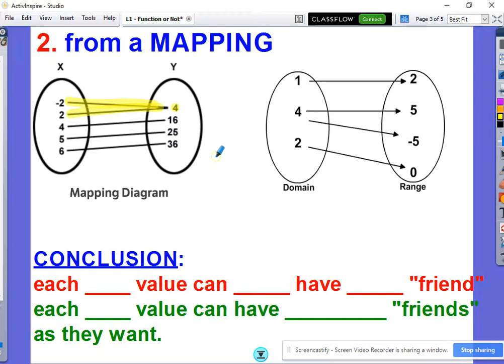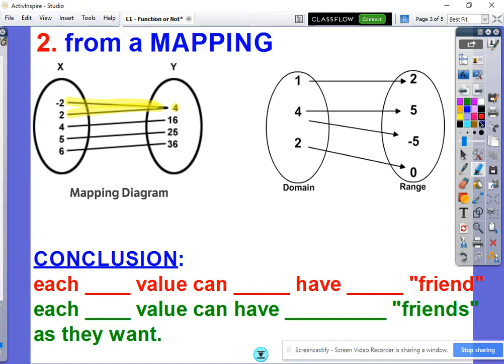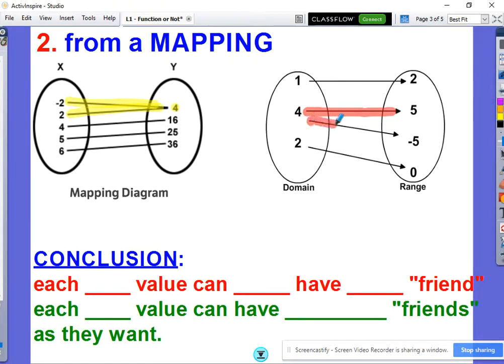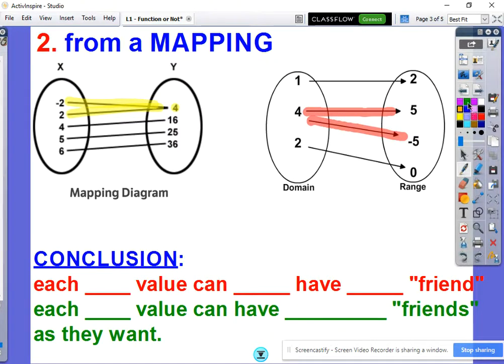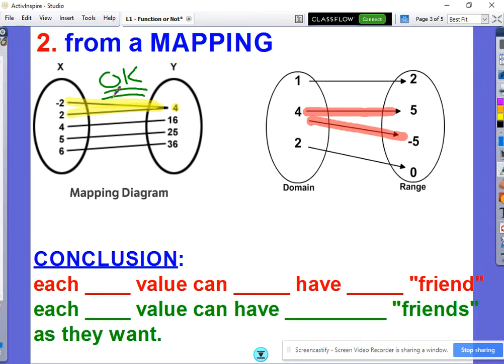The issue we have, if we come over here to the right-hand side, is when the number 4, a single x in our domain, goes to two different y values. That's the issue. That's when problems arise. So this example over here on the left-hand side is totally fine, no problem at all. But this example, nope, this is not a function. The reason why is because you have a single 4 going to two different range values, two different y values.